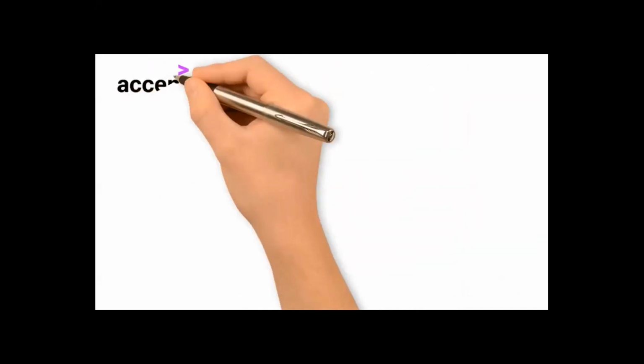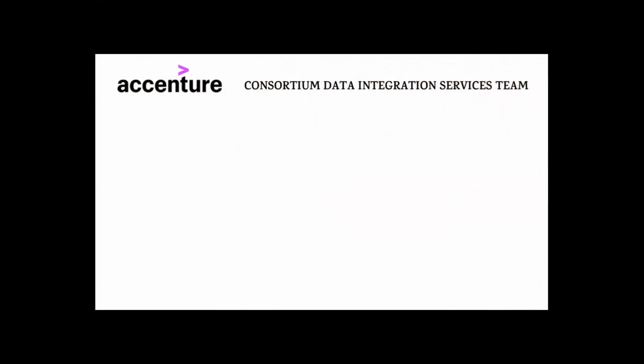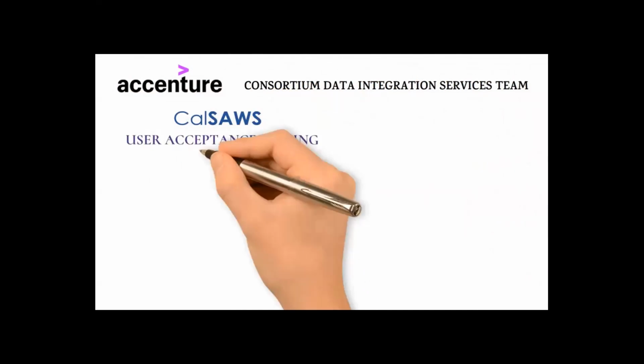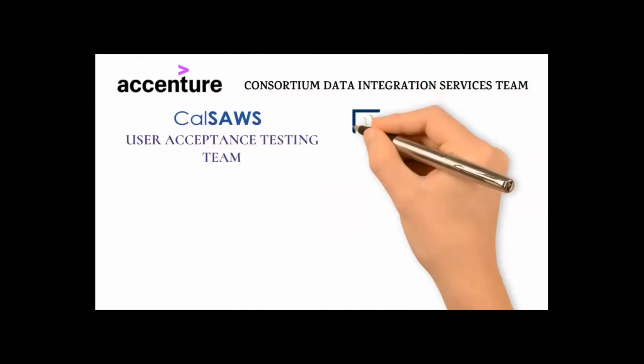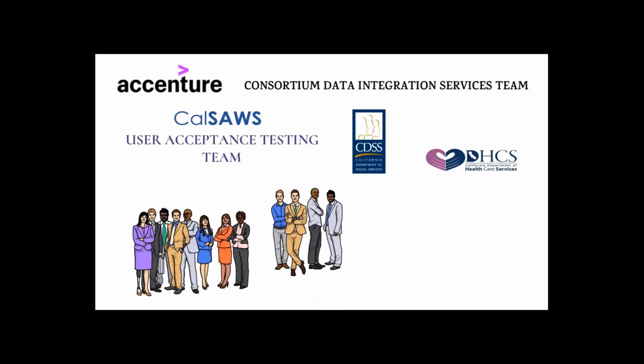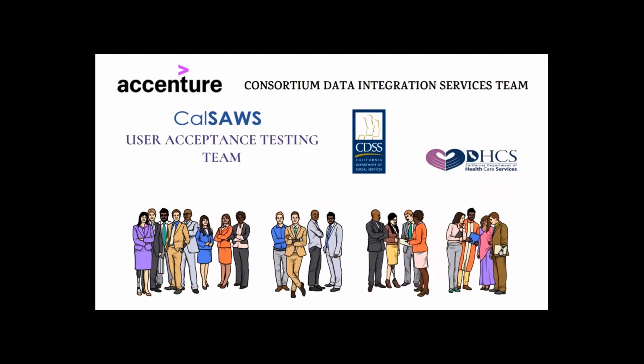The teams involved in this effort consist of the Accenture Analytics team, as well as the CalSOS Project Consortia Data Integration Services team, working closely with the CalSOS Project User Acceptance Testing team, with collaboration from our state partners from the California Department of Social Services and the Department of Healthcare Services. To date, more than 210 people from the project, Accenture, county, and state have participated on this refactoring project.